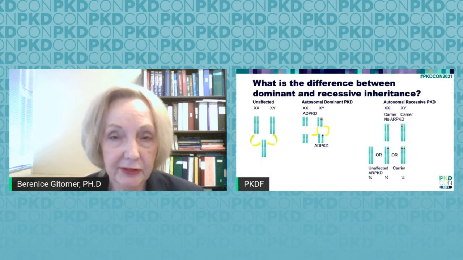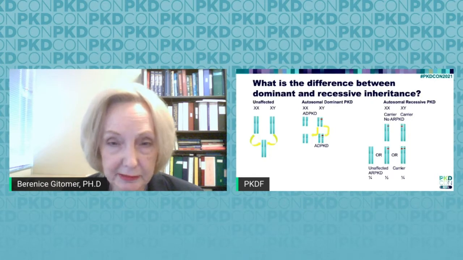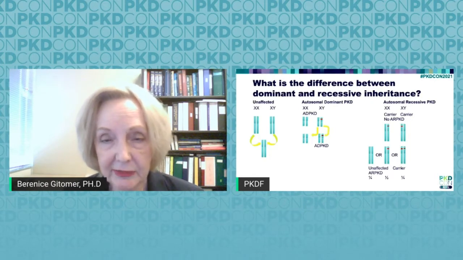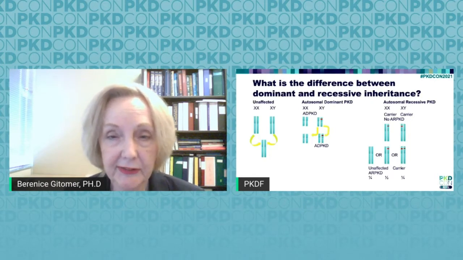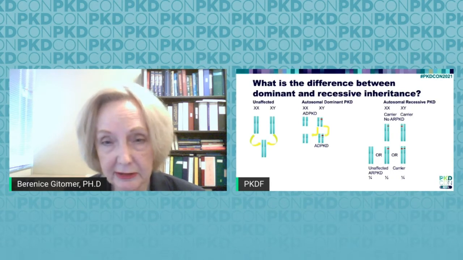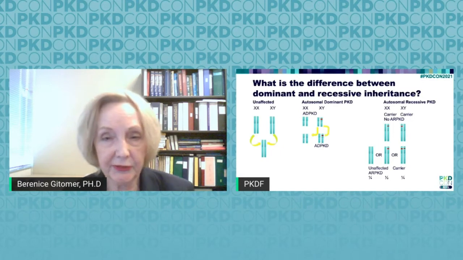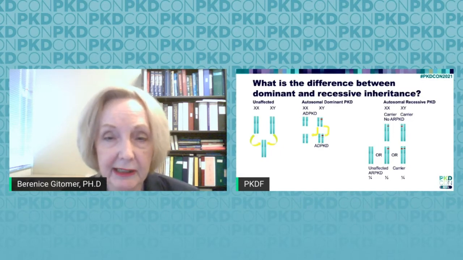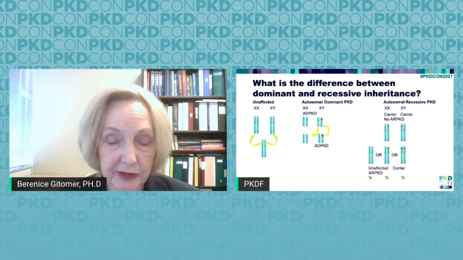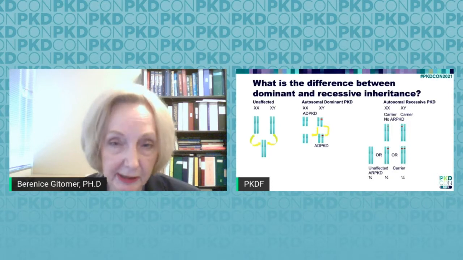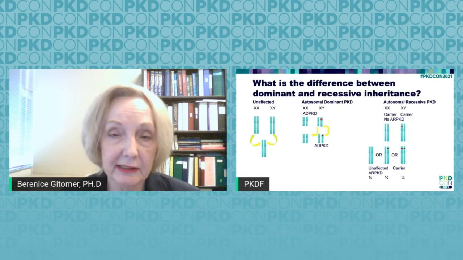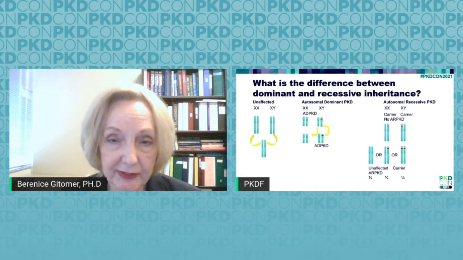So the chromosomes are indicated here by the blue vertical bars, and if you take a look to the right, you will see some red bars covering the blue. This is meant to represent a mutation. So first of all, let me talk about ADPKD. In ADPKD, it's a dominant disorder. This means that only one copy of a mutated gene is necessary to cause disease.